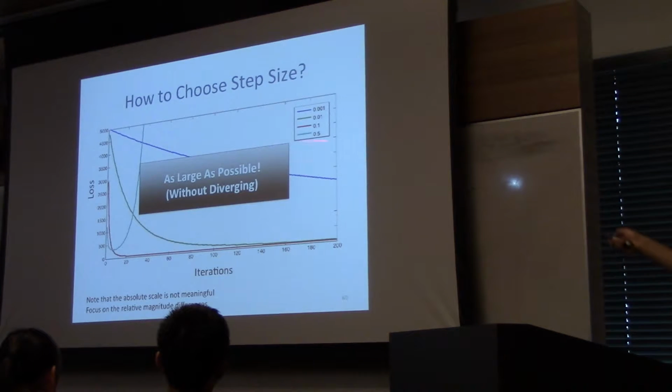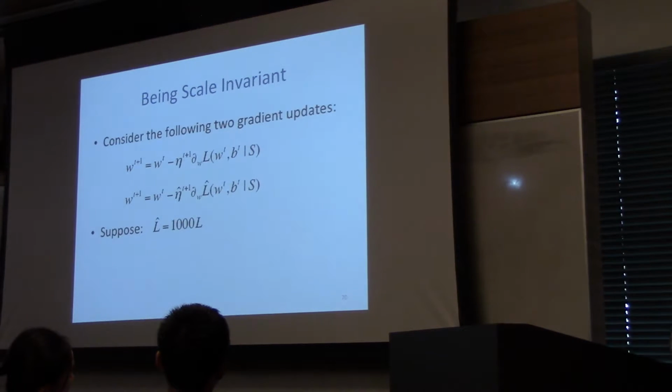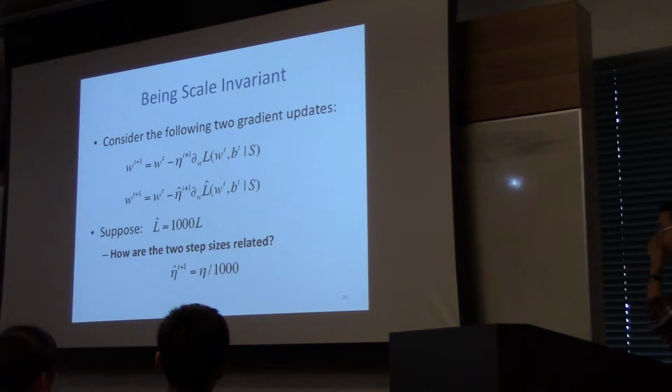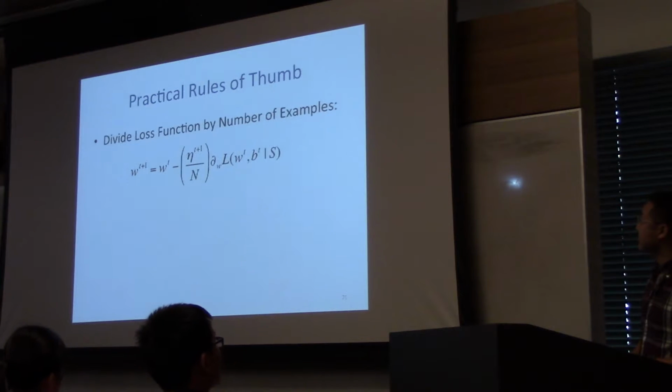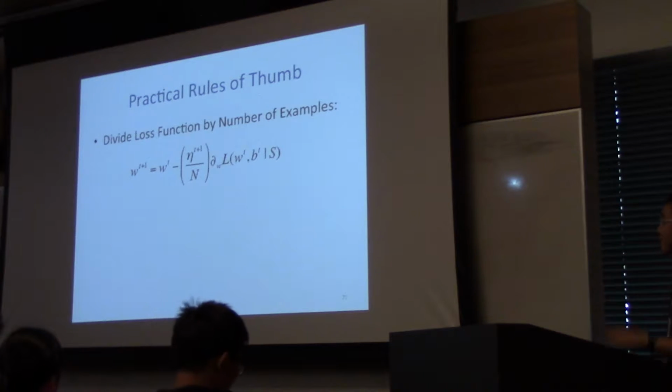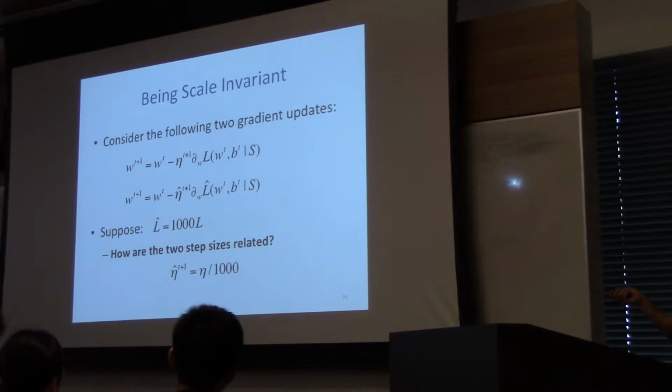And that's why I say you shouldn't actually look at the absolute scale of these step sizes that I have here for this demonstration. If I scaled my loss function up by 1,000, I would want to scale this down by 1,000 to achieve these exact same curves. Okay, so, any questions on this?